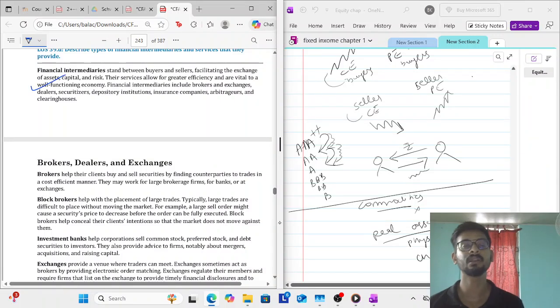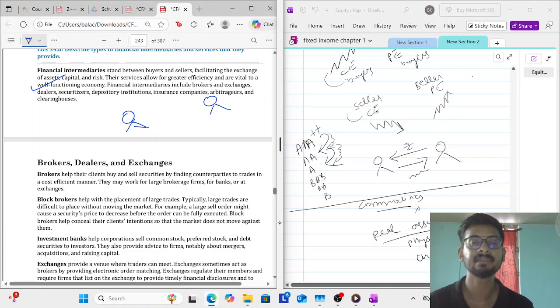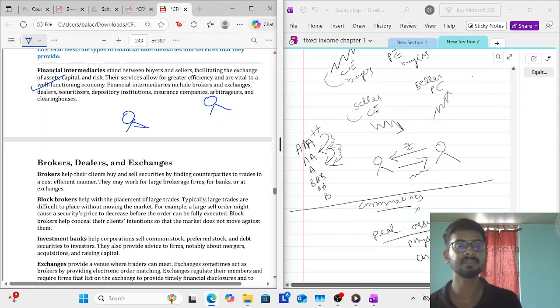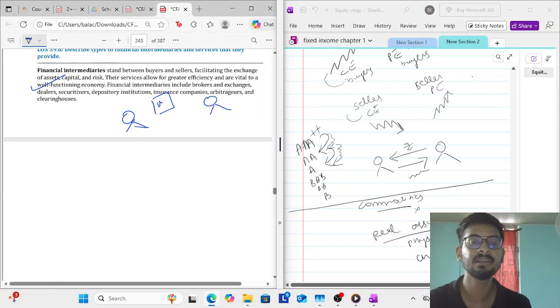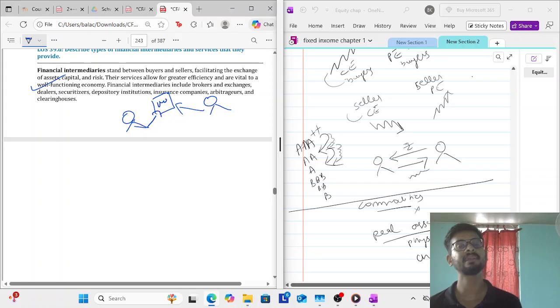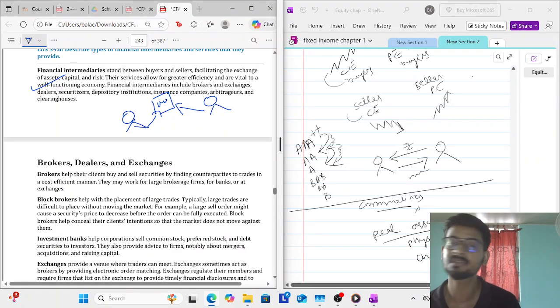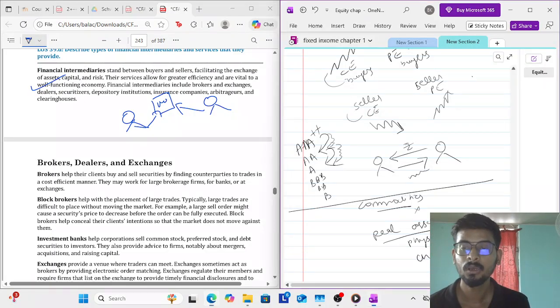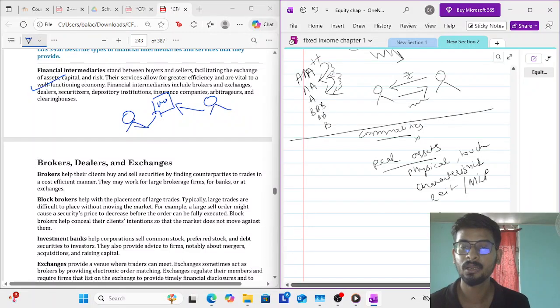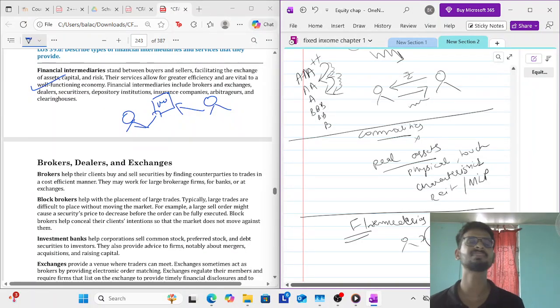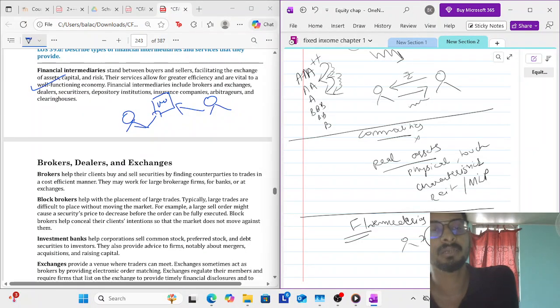Everyone is a financial intermediary. Financial intermediary means if you want to buy a stock, you are the buyer and there is a seller, like the Reliance company itself is the seller. Now whomsoever is in between is the financial intermediary here. They can be brokers, exchanges, dealers, securitizers, depository institutions, etc., as we discussed. So they stand between them. Let's write it down. Who are financial intermediaries? They are just a middle person facilitating the transaction here.